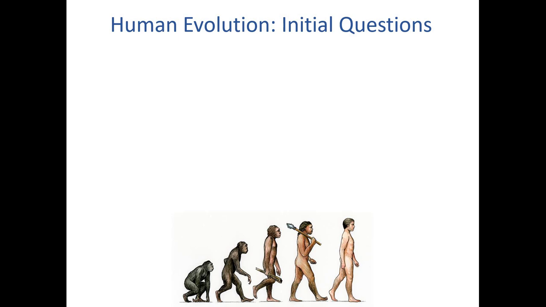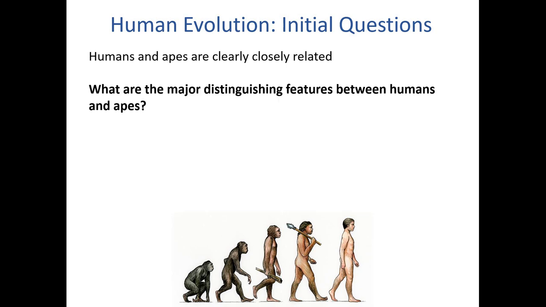So some initial questions regarding human evolution. So we know that humans and apes are obviously closely related. So the question before we start talking about human evolution is, what are some of the major distinguishing features between humans and apes? So probably the first thing that comes to mind is our large brain and also our skull shape and size. So of course our faces look different than apes, and we have much more complex thought and complex brains.